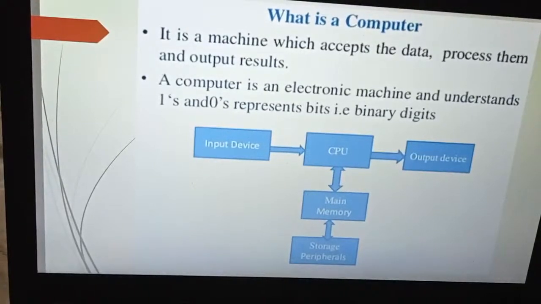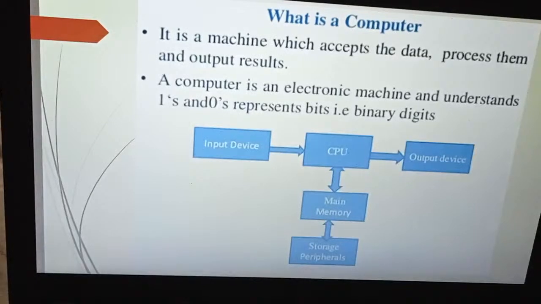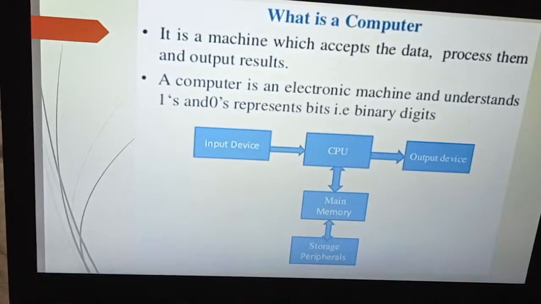A computer is an electronic machine which understands machine language, that is zeros and ones. A bit represents a binary digit, that is, bit is an abbreviation of binary digit. It is defined as a unit of data on a binary computer or system. It holds either 0 or 1.